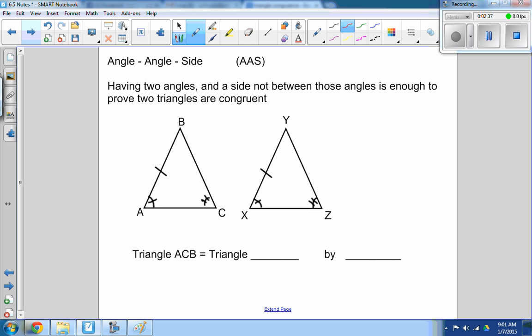Next, angle, angle, side. If we have 2 angles and a side that's not between them, that also is enough because there's only one possible triangle created from that. So these 2 triangles, ACB is congruent to triangle XZY by angle, angle, side.